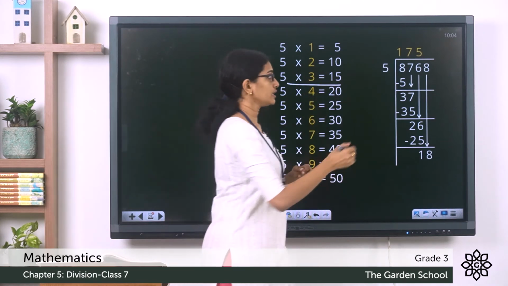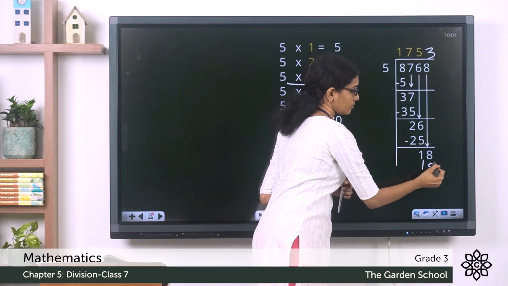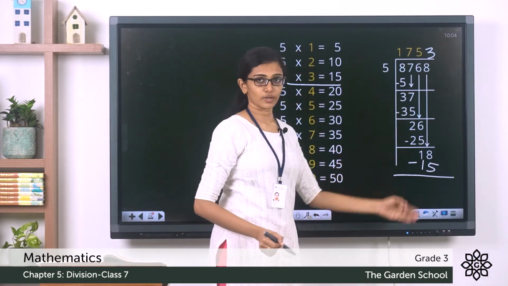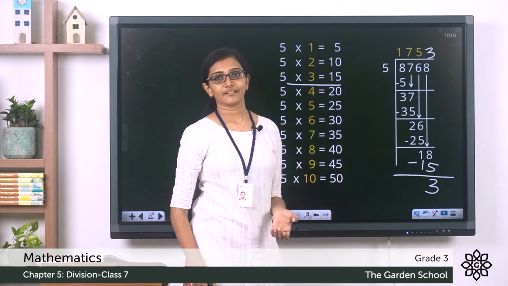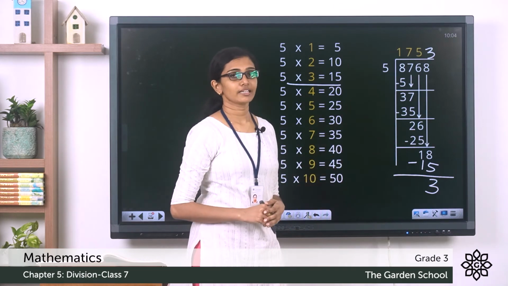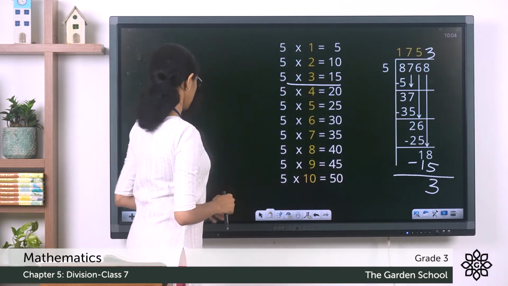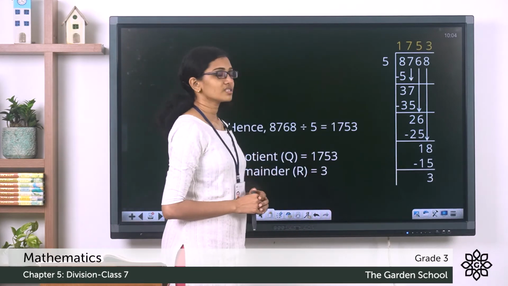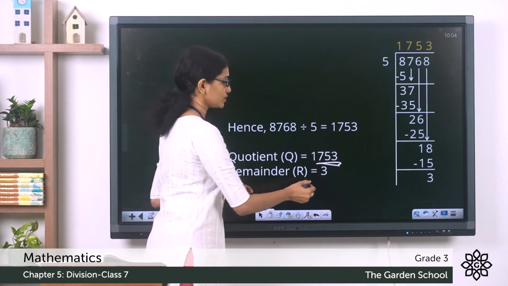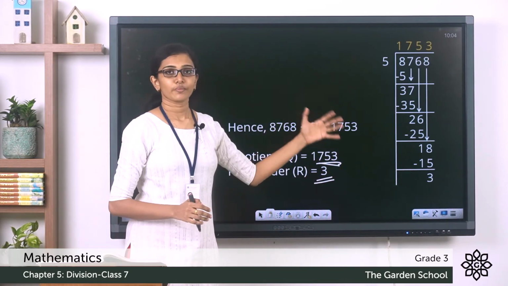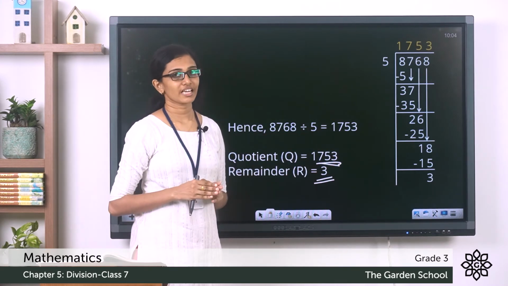5 threes are 15. So writing that 3 here, and 5 threes are 15. That 15 we write here. Then subtract the numbers. 18 minus 15, and that is equal to 3. Is there any more digit to bring down? No. So let's stop the division right there, and we get the quotient is equal to 1753, and there is a remainder, and that is equal to 3. So that was one question which gives you a remainder. I hope this question is also clear to you.